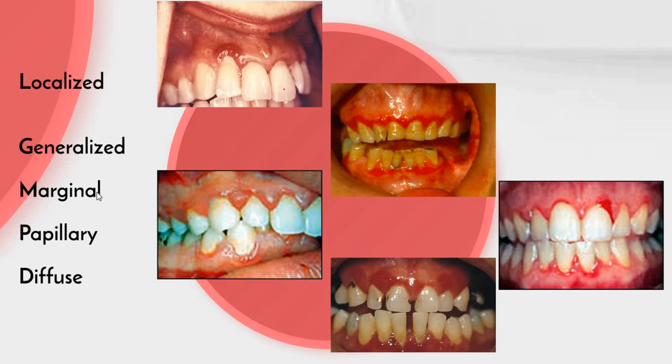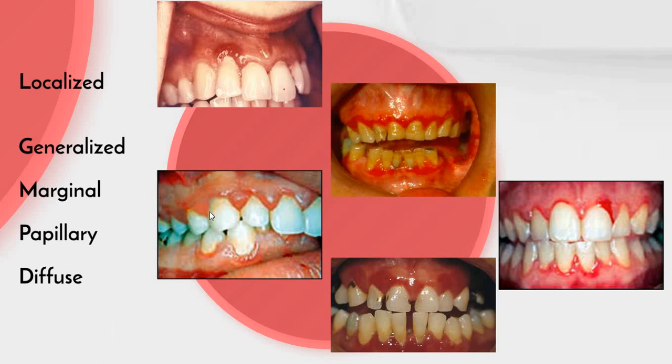We have marginal gingivitis. As shown here, it's generalized, but also it's marginal. Here we see that the marginal gingiva is involved, and it may involve a part of the attached gingiva. So not just the marginal gingiva or free gingiva is affected. It extends partially to the attached gingiva. So this is marginal gingivitis.